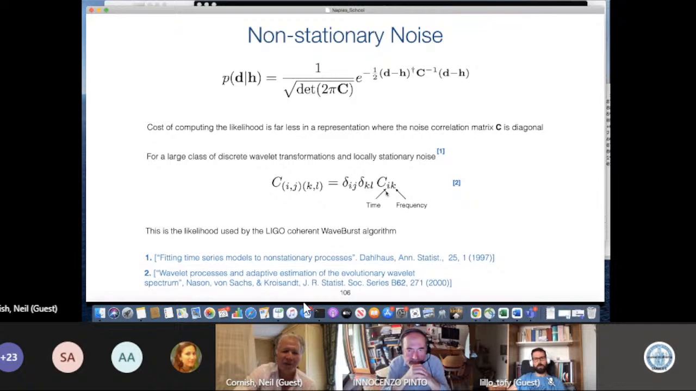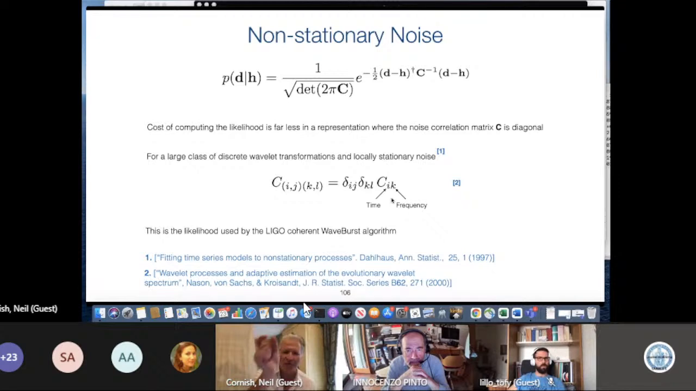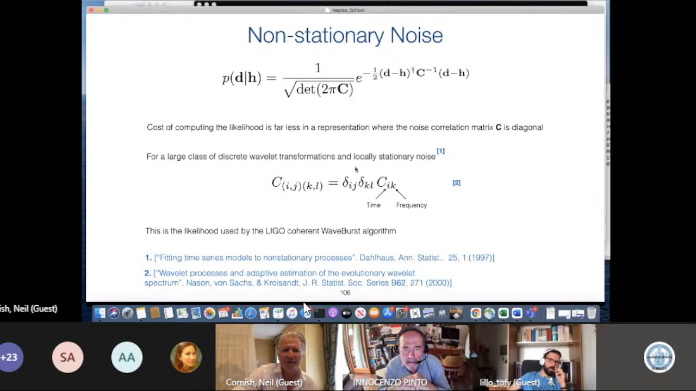So to have a good approximation of a diagonal representation, you have to make sure that the extent in time of the pixels is short compared to the time scale over which the noise is changing. So if the noise is changing, say, on 1 second time scales, you have to make sure the pixels are less than 1 second wide. So the one condition that I have to make sure I satisfy here is that the pixels' extent in time is short compared to the time scale over which the noise is varying.